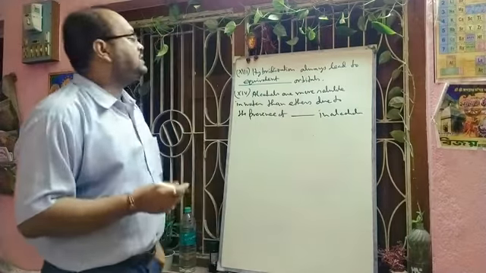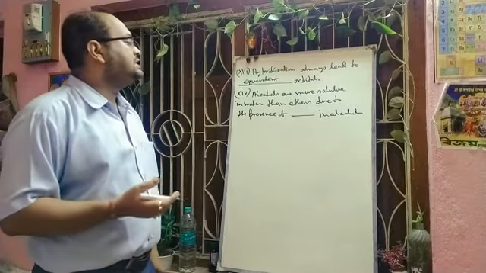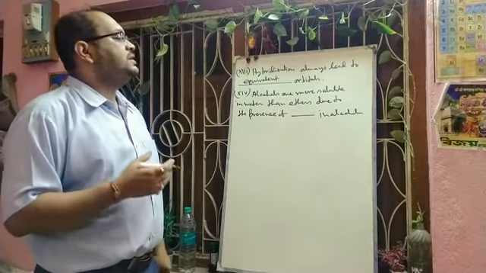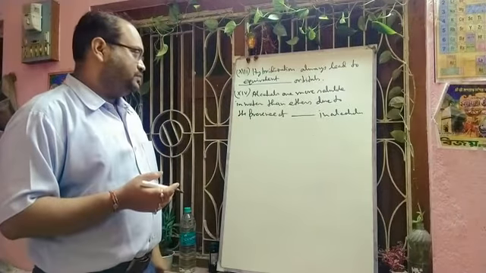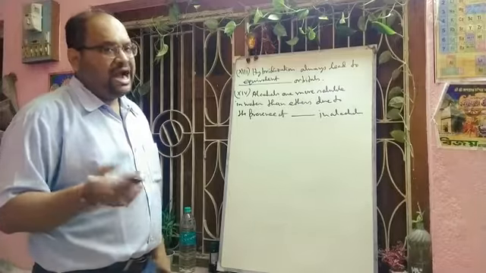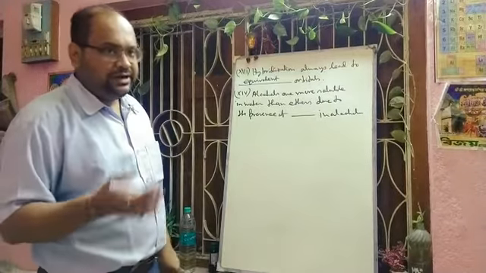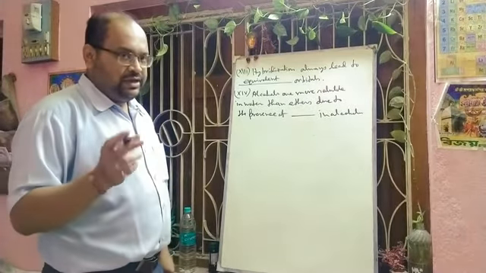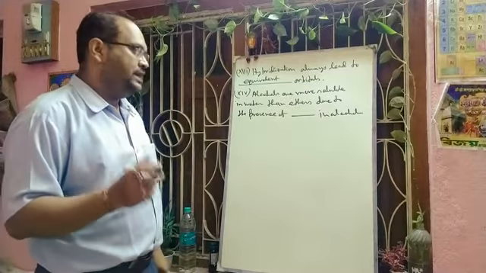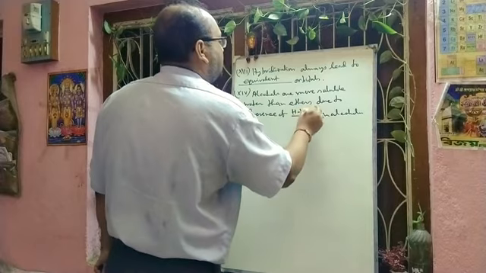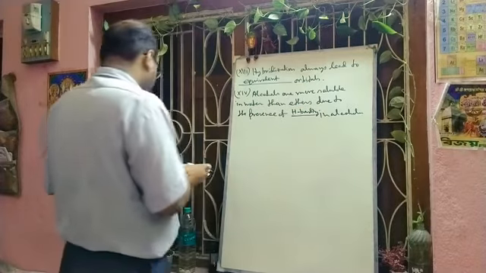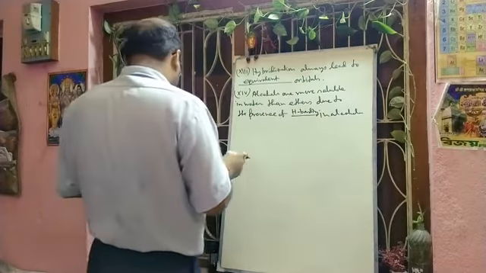Okay, alcohols are more soluble in water than ethers due to the presence of dash in alcohol. Actually, with water, alcohol will form hydrogen bond. So here actually the hydrogen bonds present between alcohol and water make it more soluble. So here you have to write hydrogen bonding.